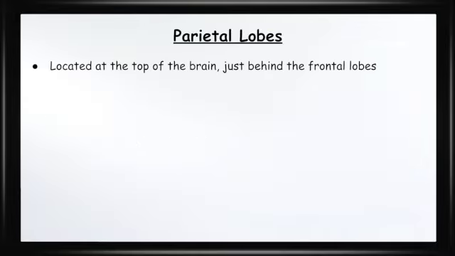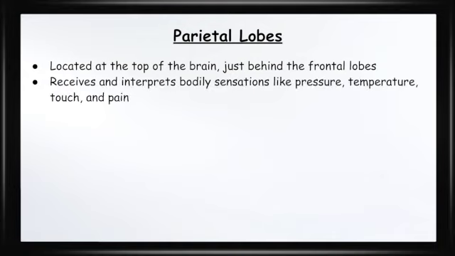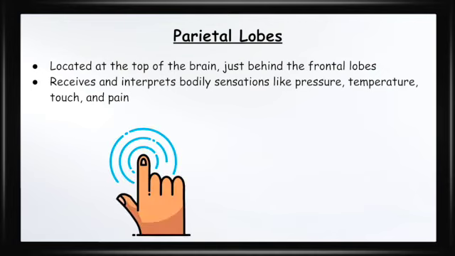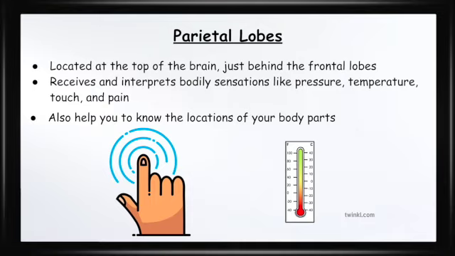The parietal lobes are located at the top of the brain, just behind the frontal lobes. This area receives and interprets bodily sensations like pressure, temperature, touch, and pain. The parietal lobes also help you know the locations of your body parts.